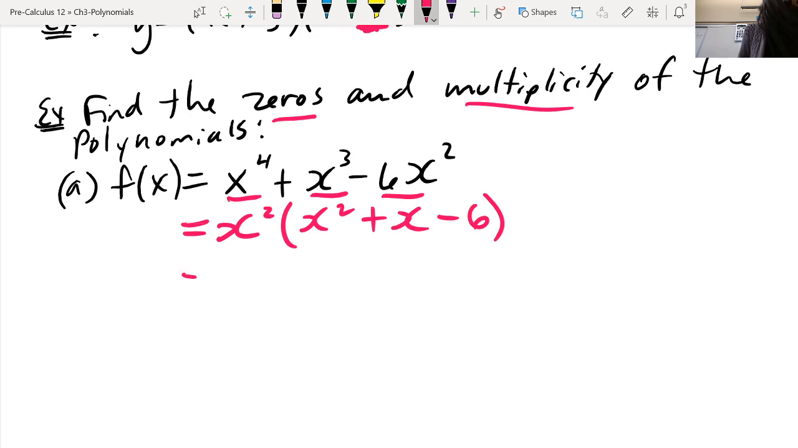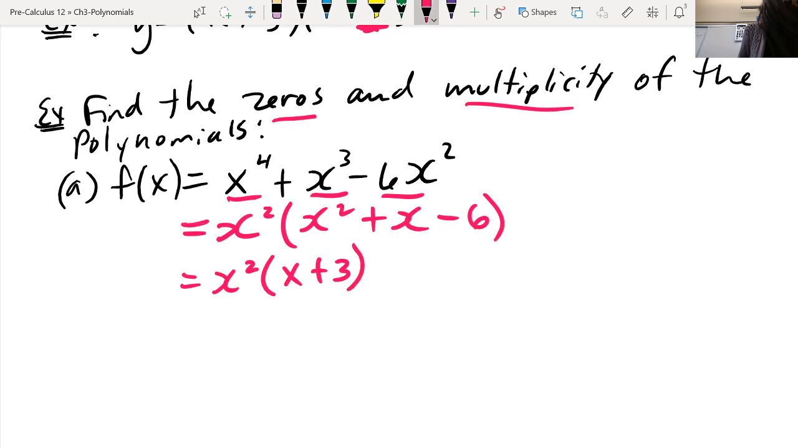Okay, so we have x squared out here. And then I'm looking at this x squared plus x minus 6, and I can tell it's a trinomial. We've done lots of factoring trinomials. I'm looking for two numbers that multiply to negative 6 but add to 1. So I know that it's got to be positive 3.